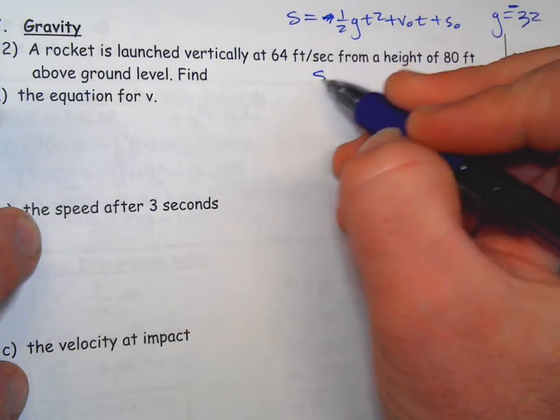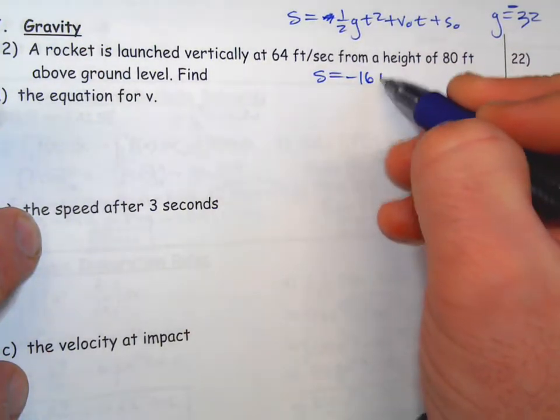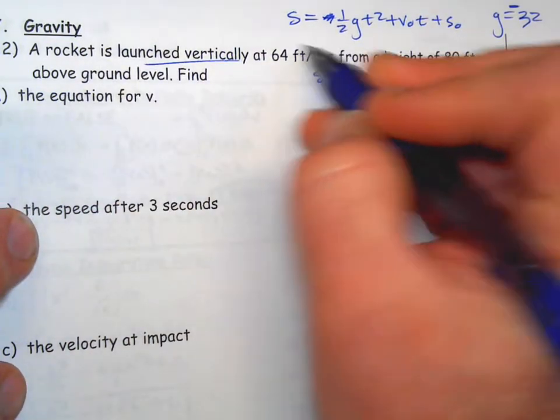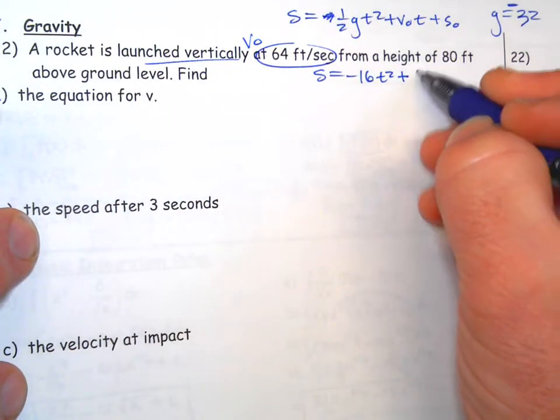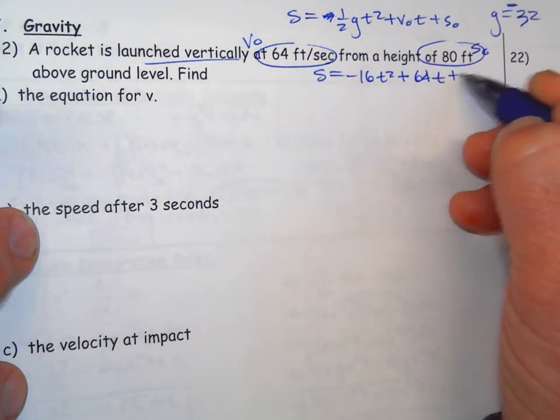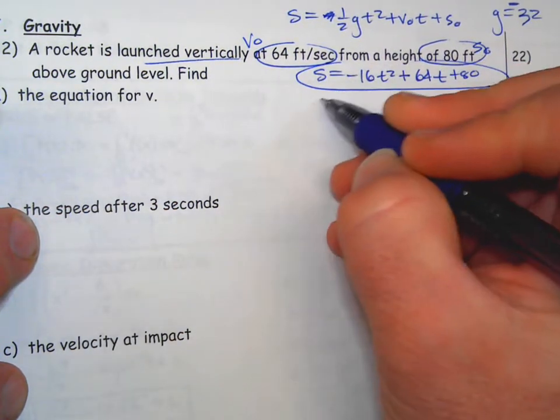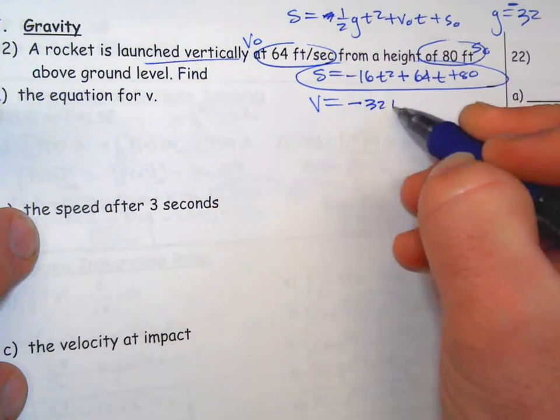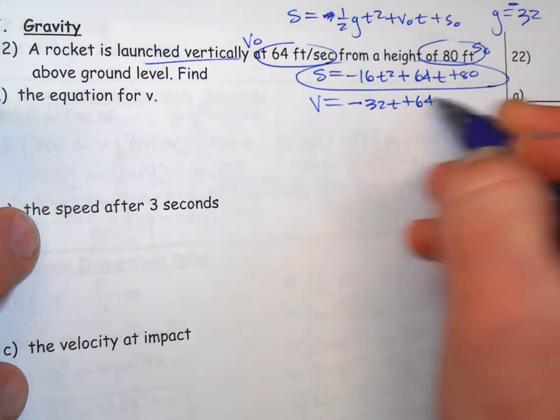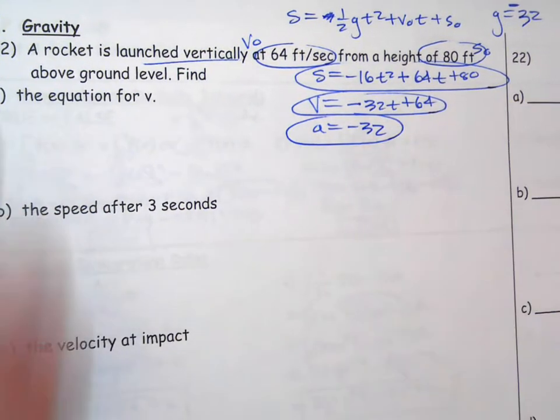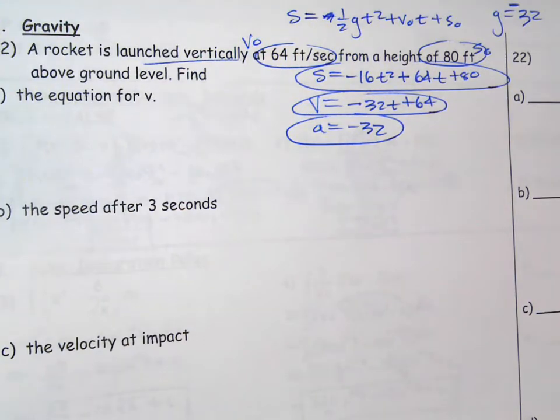So our position equation is going to be negative 16 t squared plus, now here, launch vertically, this is your v naught. So that's going to be 64 t. That's your s naught. So plus 80. So there's your position equation. Velocity is really easy to get by taking the derivative: negative 32t plus 64. And acceleration is negative 32, which is what it should be. It should be down and 32 for gravity problems.